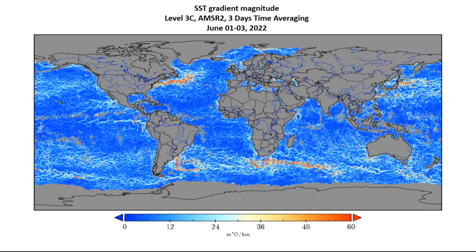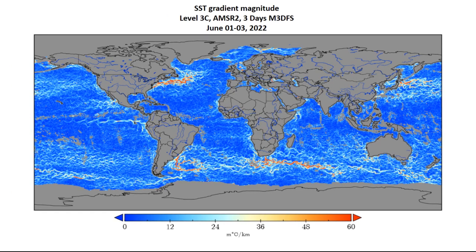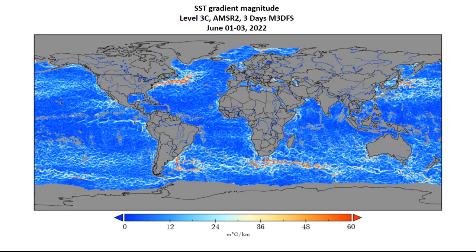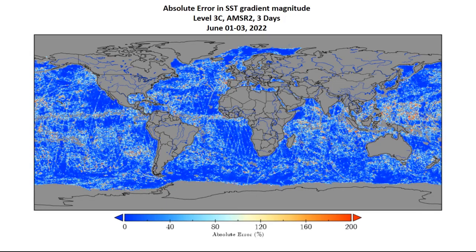This is the spatial distribution of gradient magnitudes computed on a 3 days composite SST for the period from the 1st to the 3rd of June of 2022, and this is the map obtained using the M3DFS. As I switch back and forth between these 2 maps, we can notice a slight cleanup in the SST gradients without any perceivable change in the main ocean fronts. And in fact, if we take a look at the map of the absolute differences, there doesn't seem to be any spatial correlation between absolute errors and SST gradients.